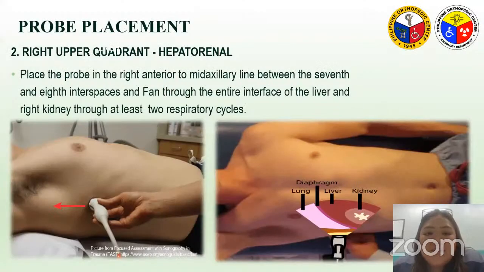These slides illustrate how the probe should be placed while doing the right upper quadrant or hepatorenal view. Place the probe in the right anterior to mid-axillary line between the 7th and 8th interspaces. Utilizing the liver as the sonographic window, this view evaluates any potential space between the liver and kidney in the right upper quadrant. Additionally, it evaluates the areas directly above and below the diaphragm, as well as the top section of the paracolic gutter on the right.